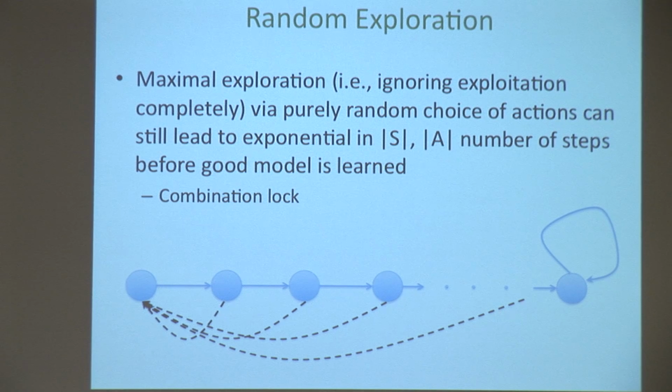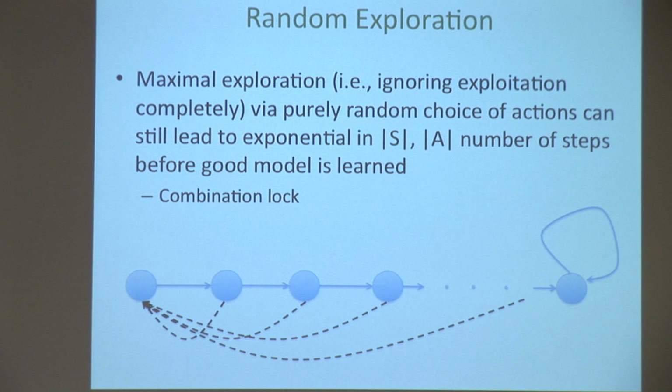So just uniform exploration, even epsilon greedy, whatever epsilon is, is going to take a very long time to learn a model in this sort of world. In fact, there was a result that says learning in MDPs is exponential in the size of the state space and actions. The general problem of learning in MDPs was known to be exponential in the size of state space and actions.